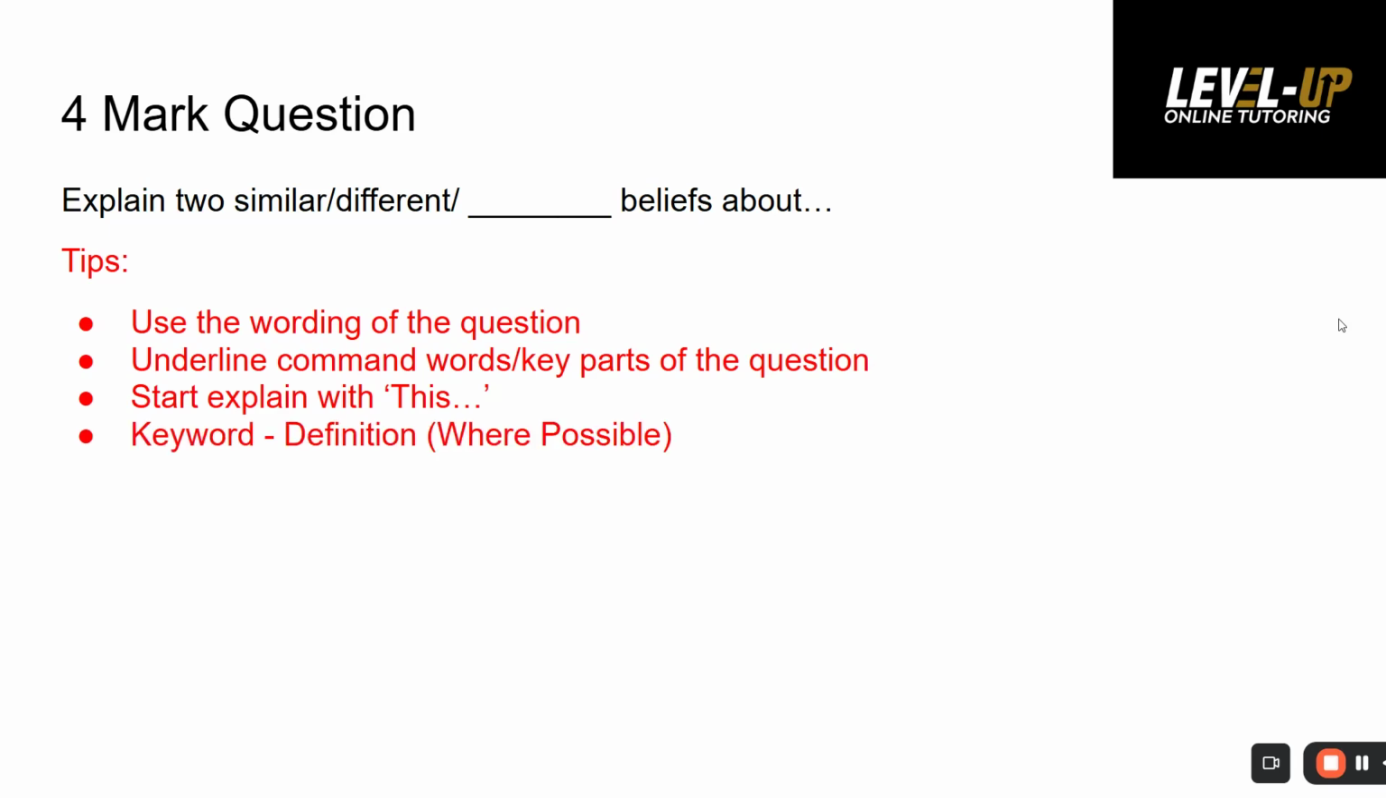A really simple way of doing this can sometimes be using a keyword and a definition. So say, for example, a question was "explain 2 similar Christian beliefs about baptism". You could say, one Christian belief about baptism is infant baptism. This is where babies are baptized to wash away the original sin. Another Christian belief about baptism is believer's baptism. This is where people have the choice to go and get baptized in order to commit their lives to the religion.